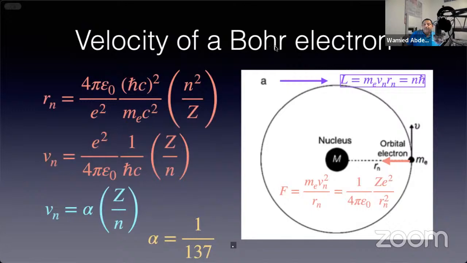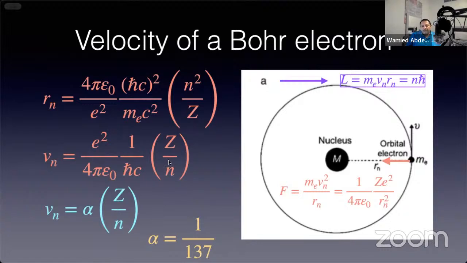How about the velocity of the Bohr electron? Now the electron is orbiting with a velocity, and it has an angular momentum. Again, we can use the same two formulas here and the angular momentum. We get r in terms of v, and then we plug the r's here. Then we will find that the velocity of the electron is also quantized. In each orbit, the electron will have a specific velocity, given by this formula here.